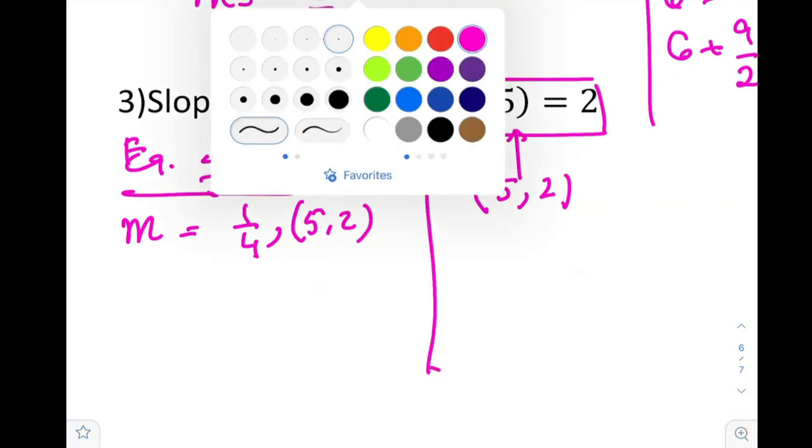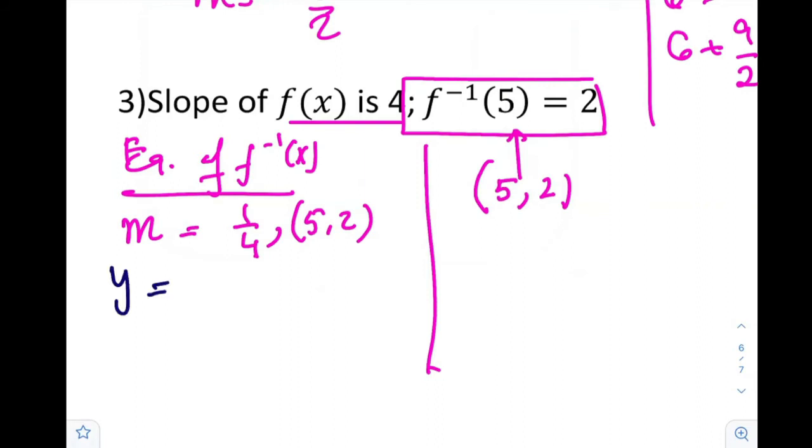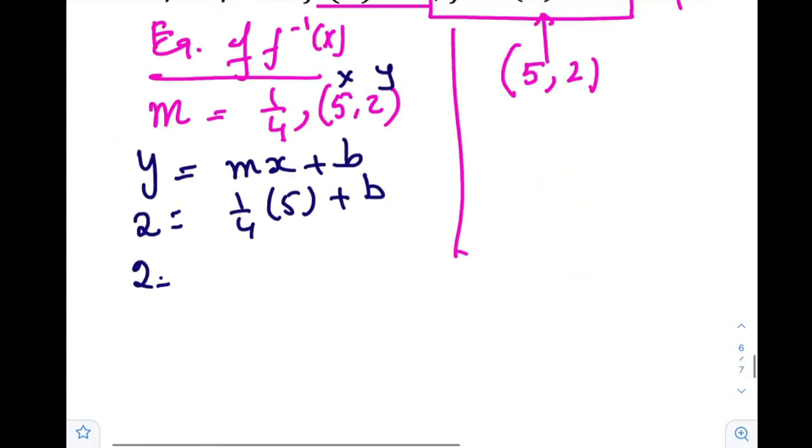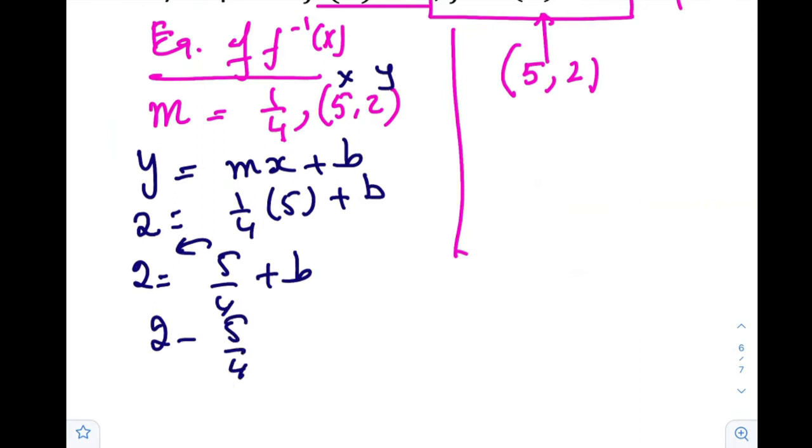ونكمل طبيعي. So y equals mx plus b. So 2 اللي هذه x وهي y. 1 over 4 times 5 plus b. 2 is 5 over 4 plus b. Take this to the other side. Equals b. And now subtract 2 minus 5 over 4. 5 over 4 is 1 and 1 over 4. So it's 3 over 4. You can do it this way if you want, by 4, by 4. So 8 over 4 minus 5 over 4 is 3 over 4 if you don't want to use the calculator.